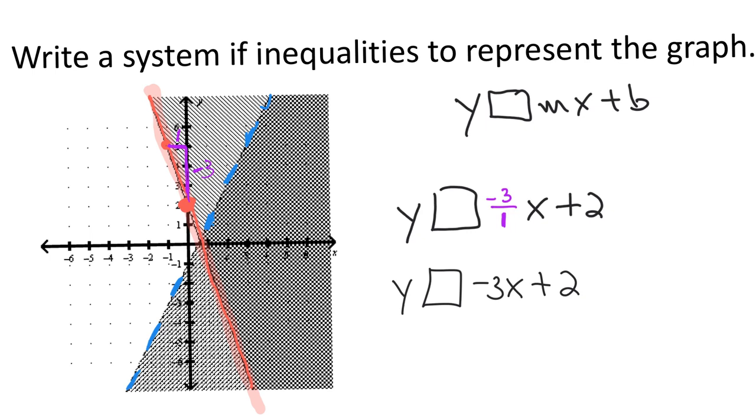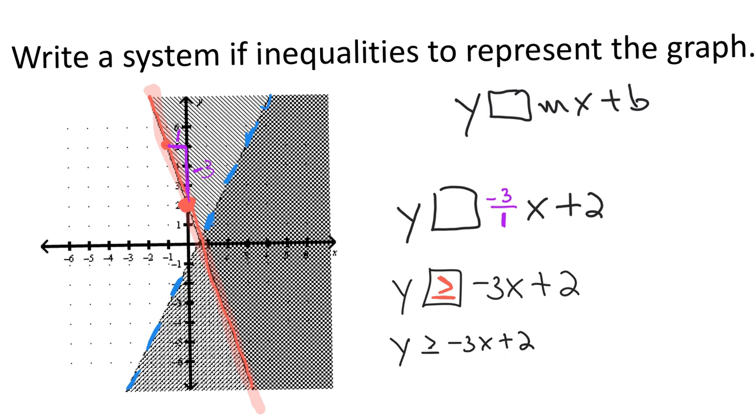Now, to check your inequality, notice the y-intercept. The shading part is on top of the y-intercept. So that means when it's on the top, you are going to use greater. And since the line is solid, remember we said it was solid, I need or equal to. So my inequality is y is greater than or equal to negative 3x plus 2.